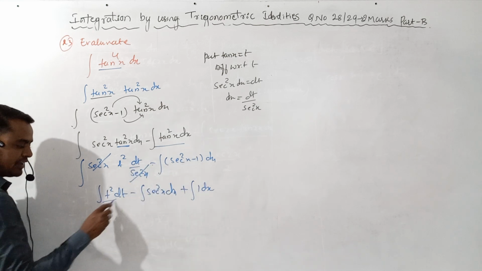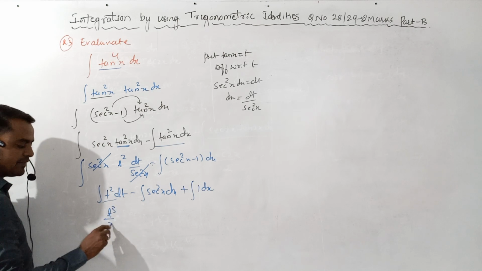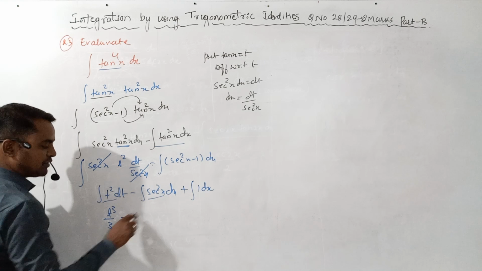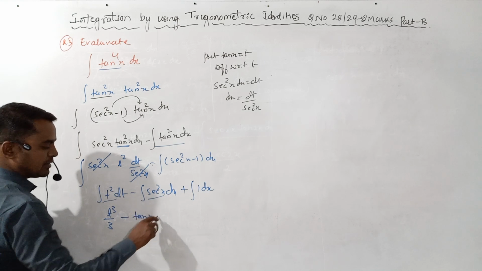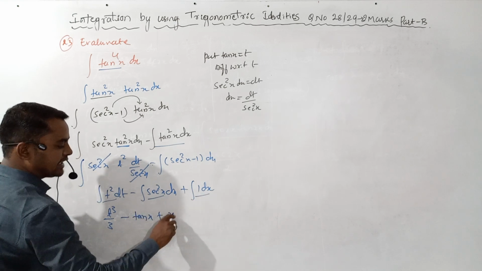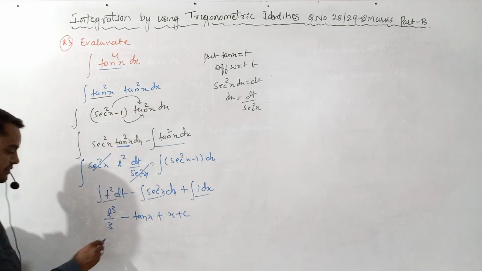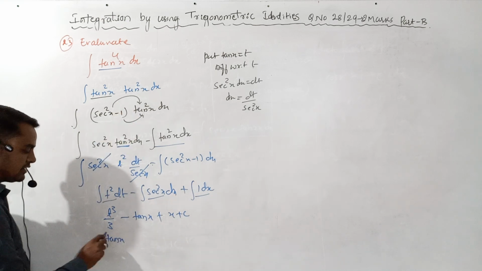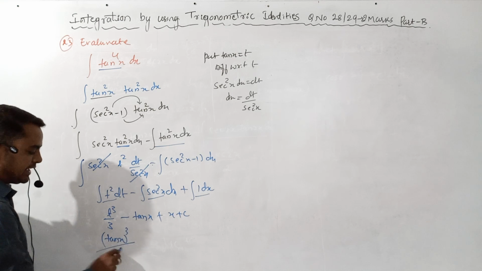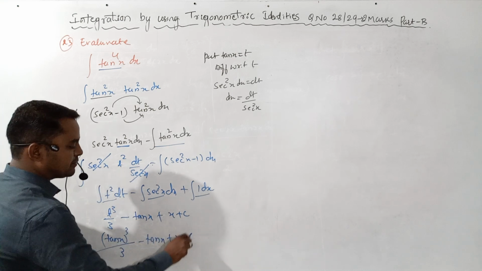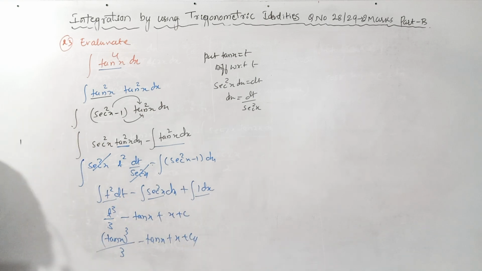Integration of t square is t cube by 3, plus minus the integration of sec square, which is tan x, plus the integration of dx, which is x, plus c. What is the value of t? Tan x. So that is tan x whole cube divided by 3 minus tan x plus x plus c. So this is the final answer.